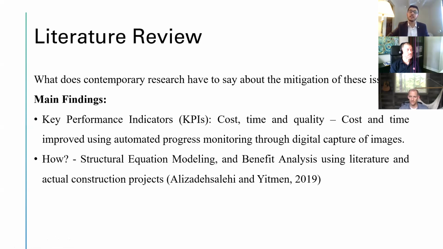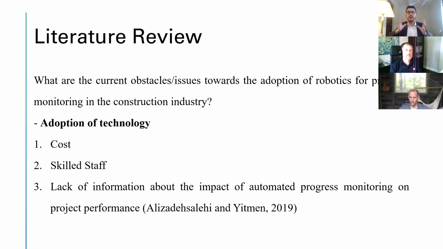Now, how did he do that? He did that through two things: structural equation modeling and benefit analysis using literature, current articles, conference papers, journal papers, and actual construction projects. He analyzed different construction projects and different papers talking about automation in construction progress monitoring, and figured out that two of the three key performance indicators, cost and time, are being improved if this technology is introduced.